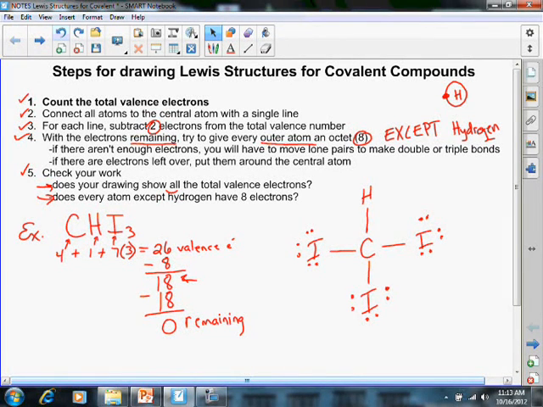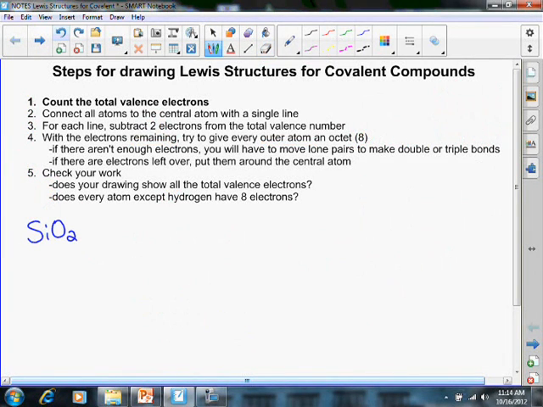Let's do one more where we have to do a double or a triple bond. SiO2 for this example. Alright, first thing we want to do is count the total valence electrons. Silicon's in group 4, so it's got 4 valence. Oxygen is in group 16, so it has 6, but there's 2 oxygens here, so we have to multiply that by 2. So we get a total of 16 valence electrons.